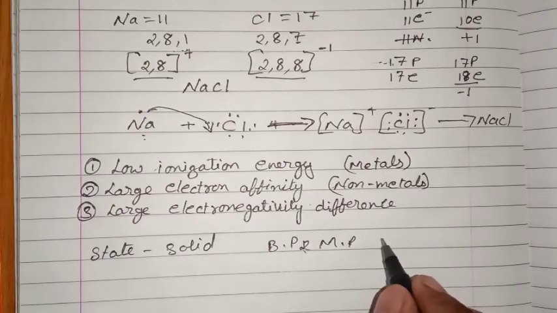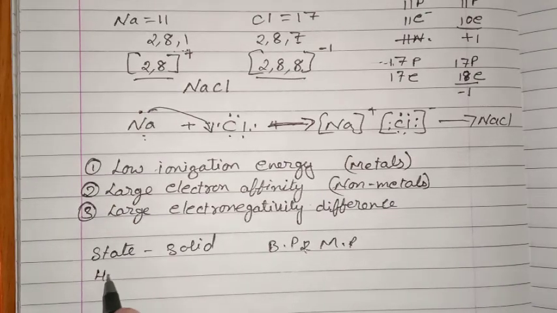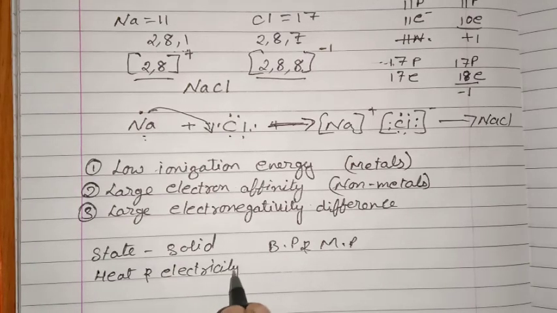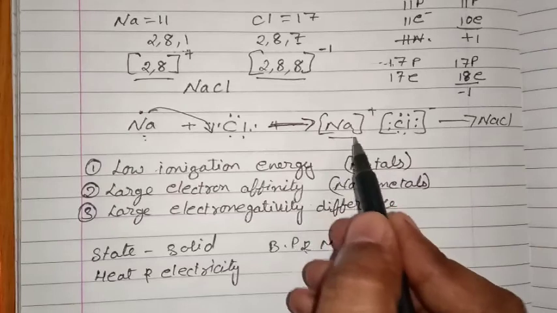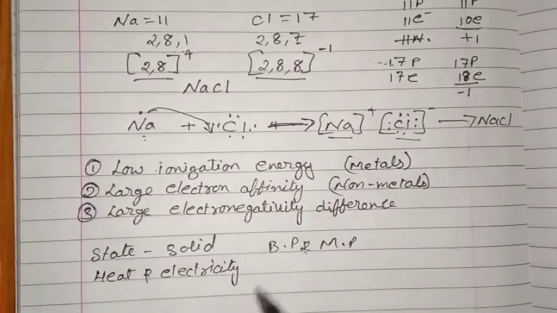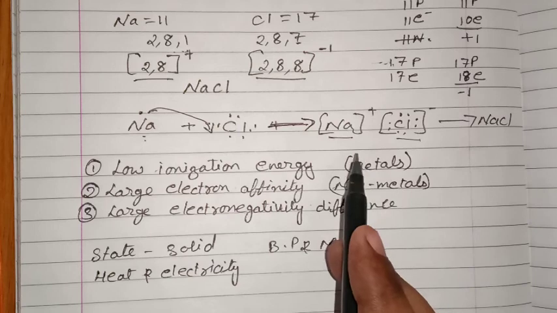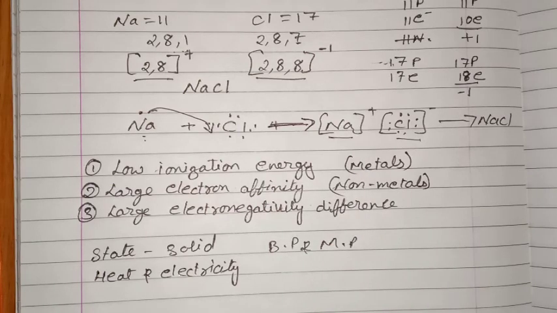Conduction of heat and electricity: they can conduct heat and electricity. Why? Because they are made up of ions, positive ions and negative ions. In the solid state they do not allow heat and electricity to pass through them, but when they dissolve in a solution and dissociate into their ions, they have the tendency to allow electricity to flow through them.